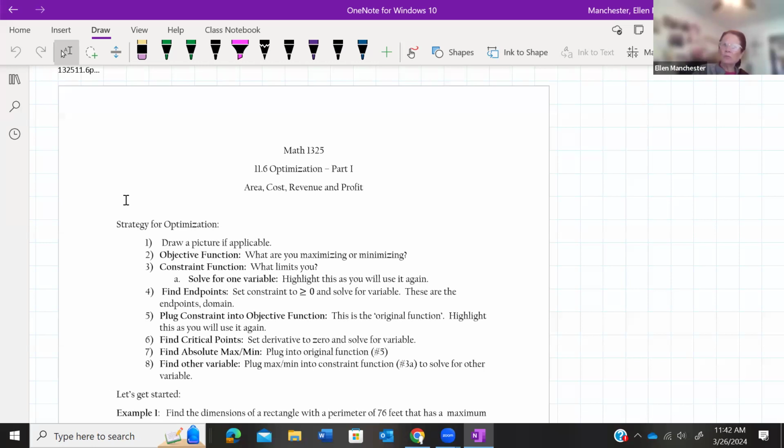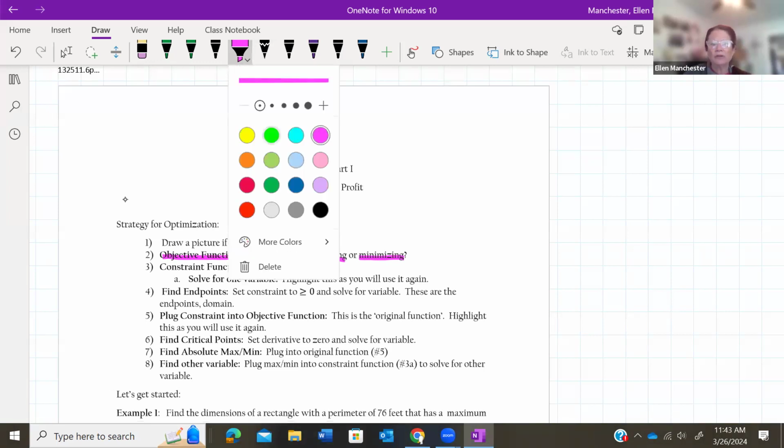All right, so here's the process. You're going to draw a picture. Drawing a picture really helps. As long as the picture works, keep drawing the picture. Then you're going to find the objective function. The objective function just means, what's my objective? What am I looking for? You always look for the term maximizing or minimizing. What are you maximizing? What are you minimizing? That's the objective.